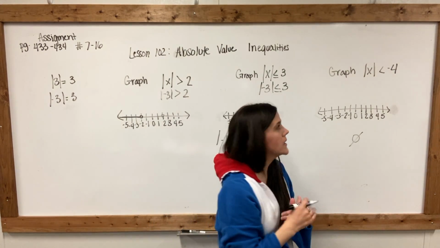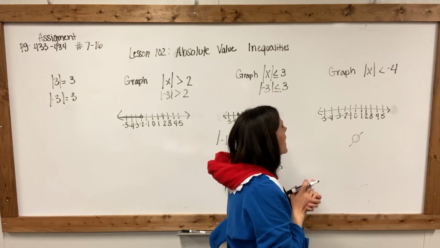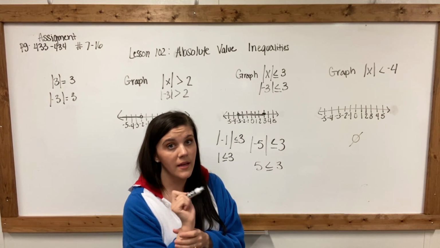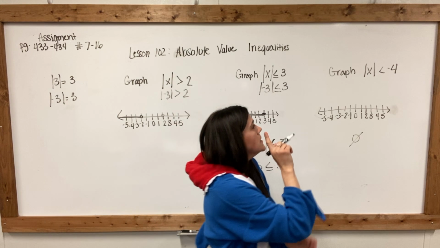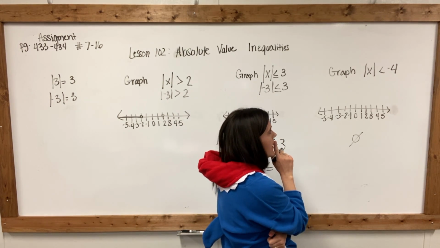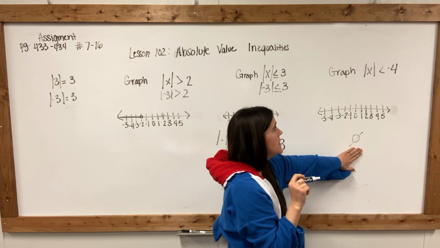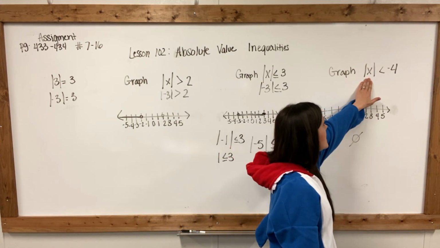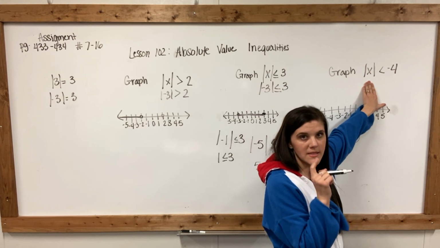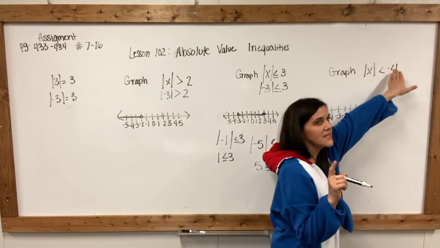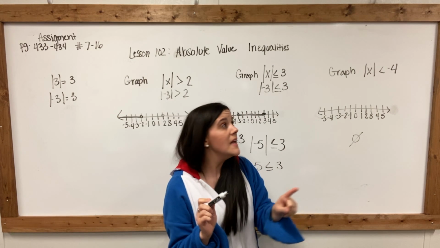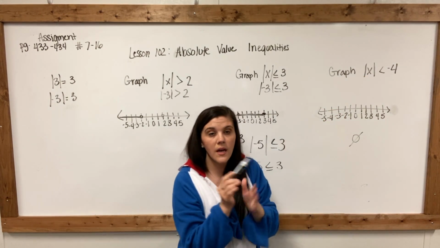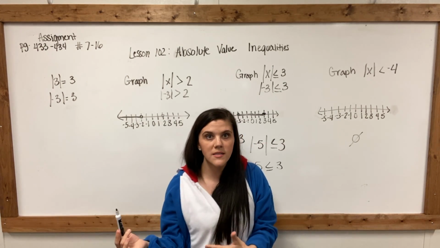Now let's look at one more example. It says graph the absolute value of x, which is less than -4, okay? So I want you to think about this right now. This is going to be an empty set because there is nothing that we can plug in for x here to give us less than -4, because anything on the inside of this absolute value sign is going to be the positive form, right?